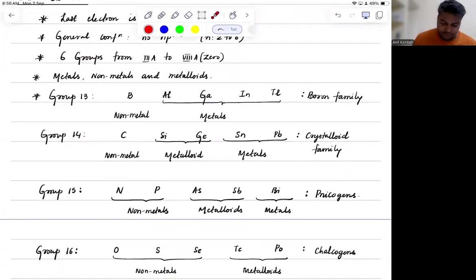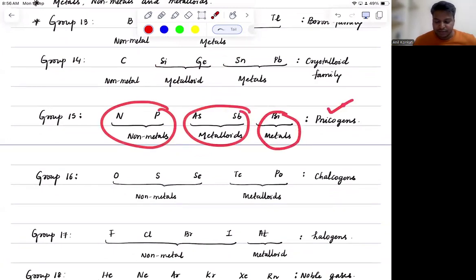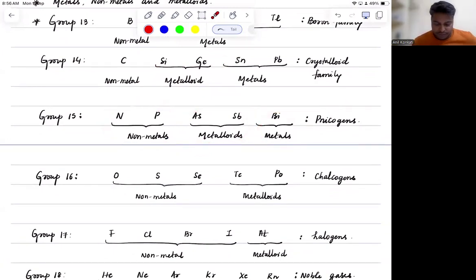Next one is group 14. First one is called the boron family. Second one is the crystallogen family. So carbon is a non-metal, silicon and germanium are metalloids, and tin and lead are metals. Group 15, if you notice, first two are non-metals. Arsenic and antimony are metalloids. Bismuth is a metal. We call them pnictogens.